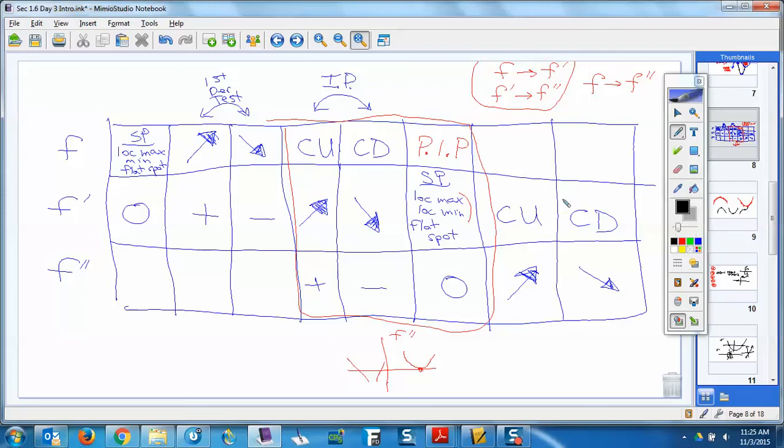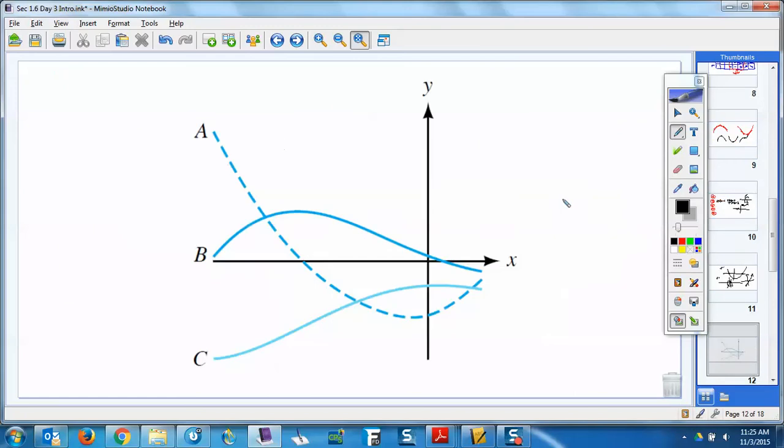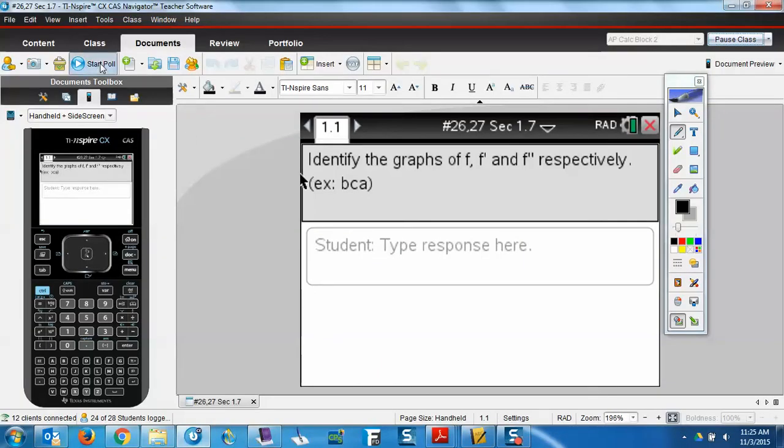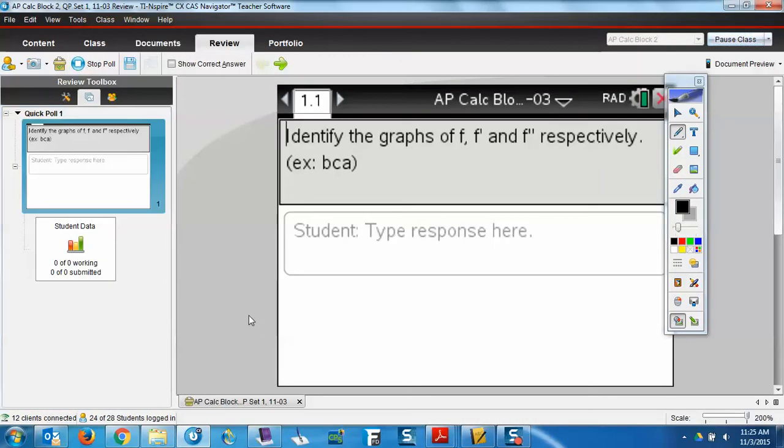Okay? All right, last thing we're going to do, and this is what I need you to be locked into your calculators for. This is number 26 on page 70. And I'm going to send this to your calculators. So you have to turn your calculators back on. You may have to log back in.